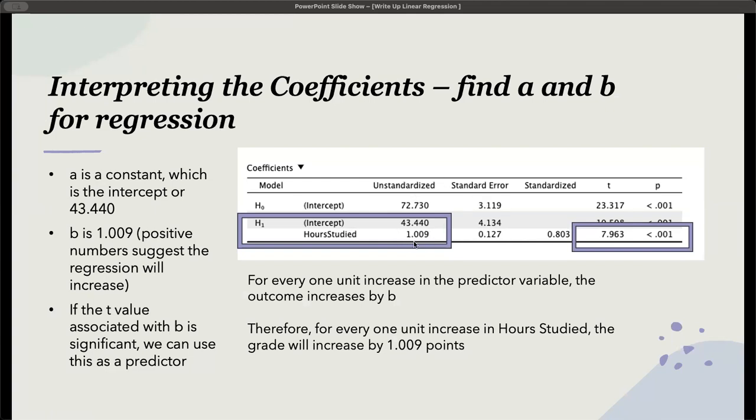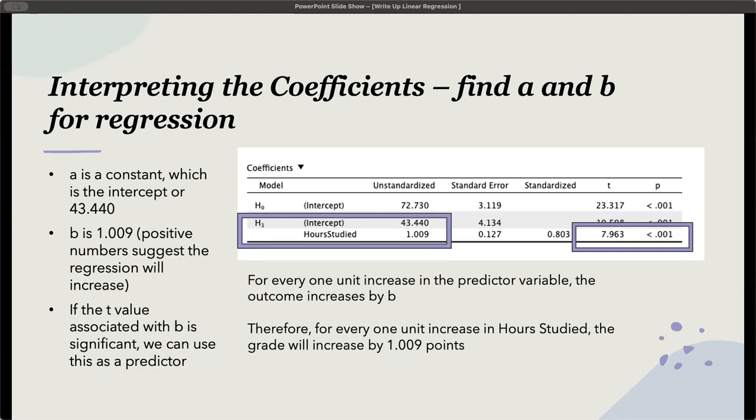So in our equation, we're going to use this as a positive. We're going to be adding in the equation. If it was negative 1.009, in the equation, we would be subtracting. So positive numbers suggest the regression will increase. So the line of R goes up, and so the regression is going to increase.